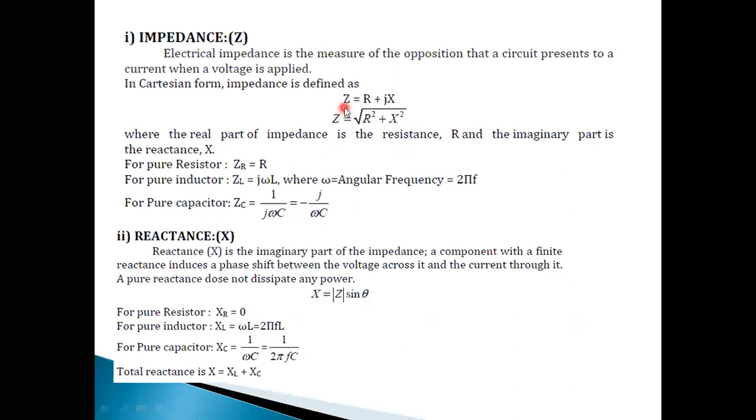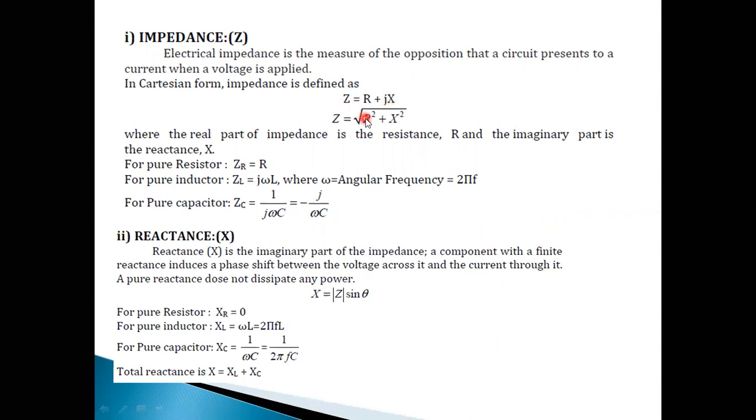Z is a combination of two parameters, resistance and reactance, and all the units will be in ohms. But try to remember that the real part is nothing but resistance, and the imaginary part is reactance. Observe: R plus jX is equal to the total impedance Z.